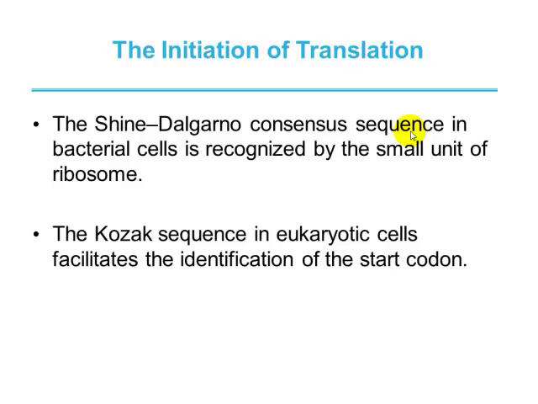And also, since the prokaryotes have a particular consensus sequence, you can imagine the eukaryotes have it as well. So in the case of the eukaryote, you have this other Kozak sequence. We're going to look into this.